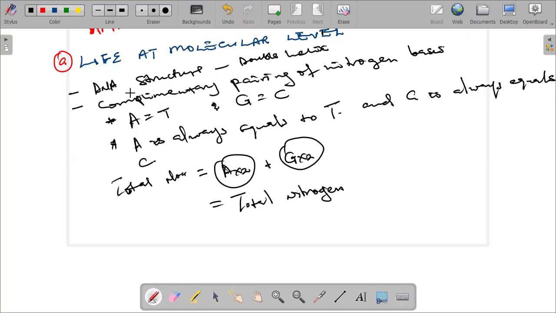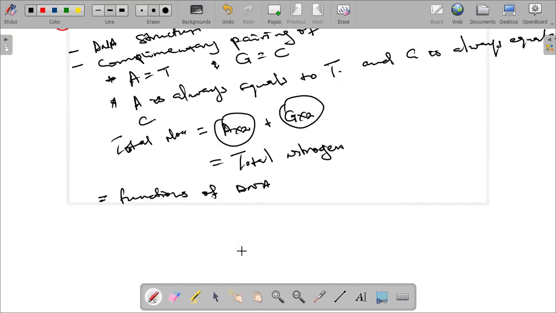Still on that, you should know the functions of DNA. I'm sure you know that DNA controls the structure and functioning of the organism. It is also the one that allows the formation of mRNA during transcription. You should also know the location and types of DNA.